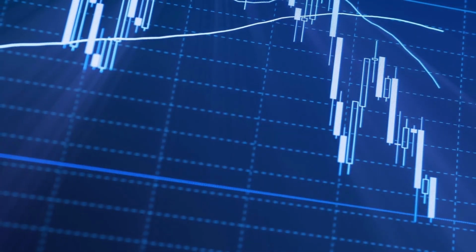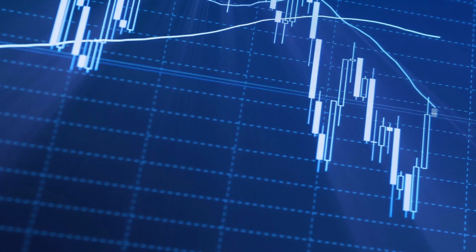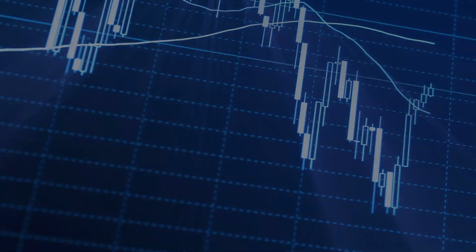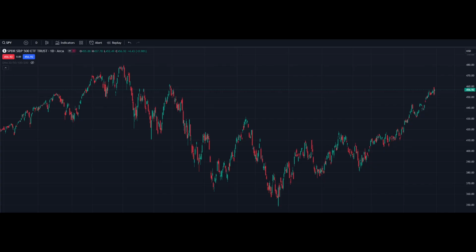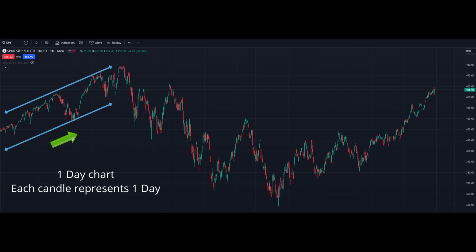Now that you know how to read a chart and select your desired time frame, let's see how we can use this to identify market trends. Here's a screenshot of the SPY 1-day chart where each candle represents 1 day of price action. You can see this in the top left with the D icon indicating this is a daily chart. We can see at the beginning that the SPY was on an uptrend, making higher highs and higher lows, reaching a peak of 480. This was near the start of 2022, which was the highest the SPY has traded.